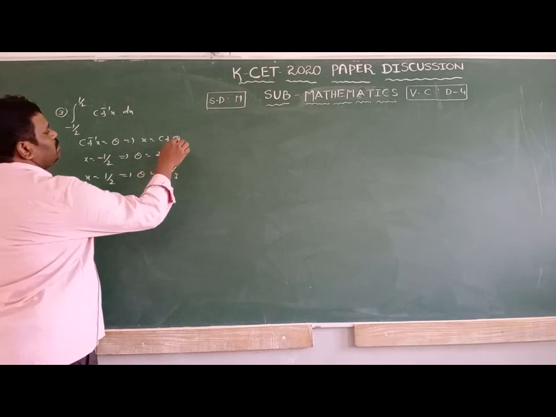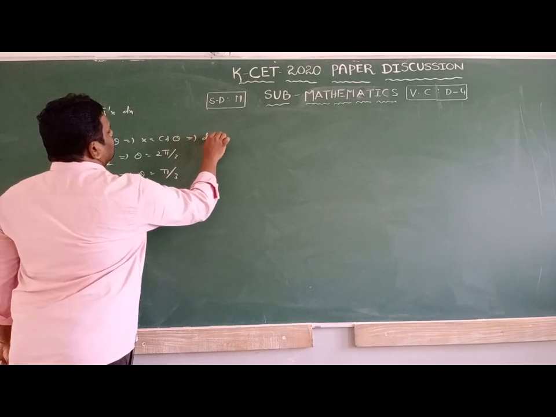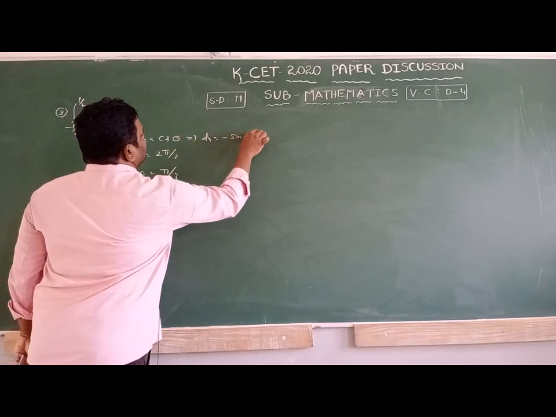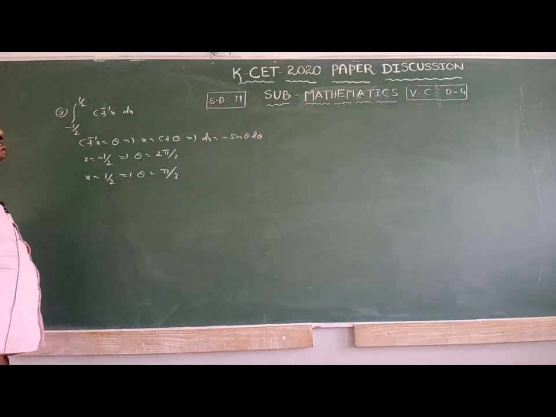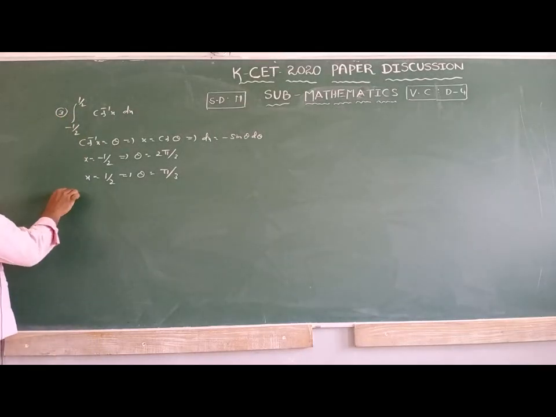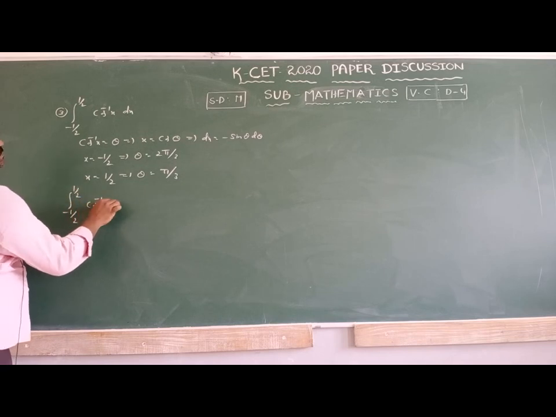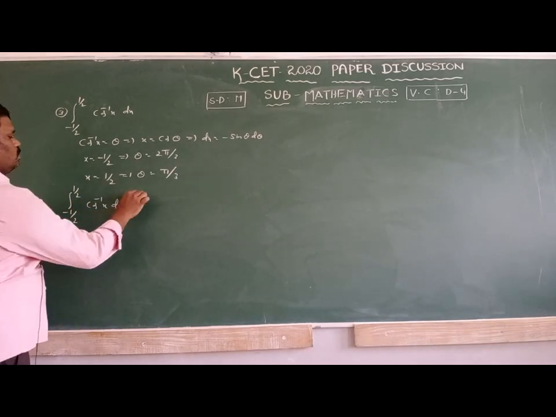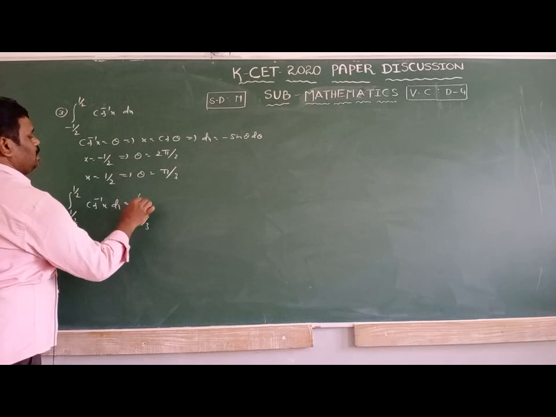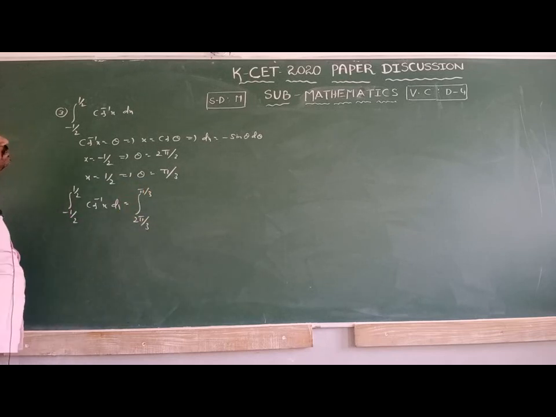Now here we also take the derivative of this function. dx is equal to minus sin theta d theta. Now see, integral from minus 1 by 2 to 1 by 2 of cos inverse x dx is equal to integral from 2 pi by 3 to pi by 3 of cos inverse x.